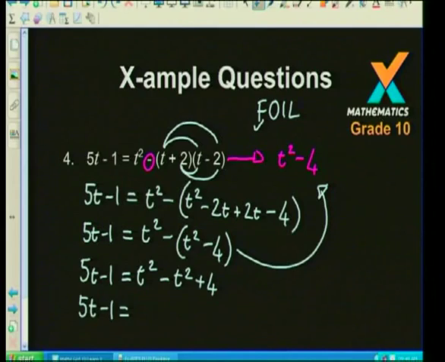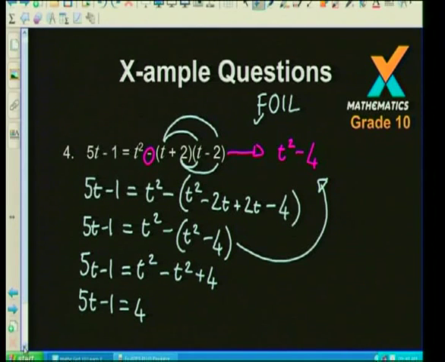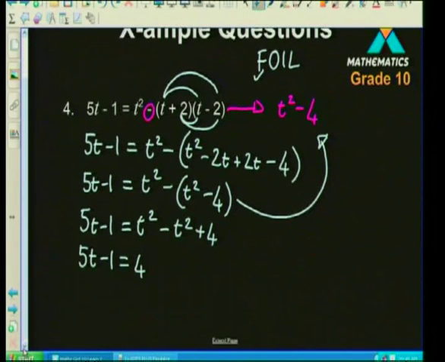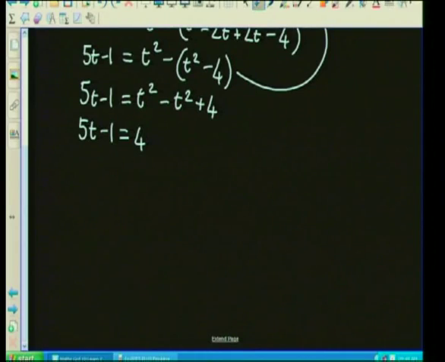And on the right side, t squared minus t squared is nothing, so we're left with 4. Well, now it's a lot easier to solve. Now it looks like something you would have received in grade 8. We're going to start by taking the negative 1 to the right-hand side, and the way we do this is we add 1 to both sides. We now have 5t is equal to 4 plus 1, which means that 5t is equal to 5.